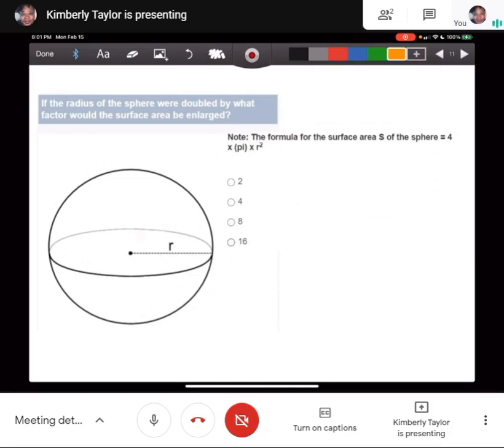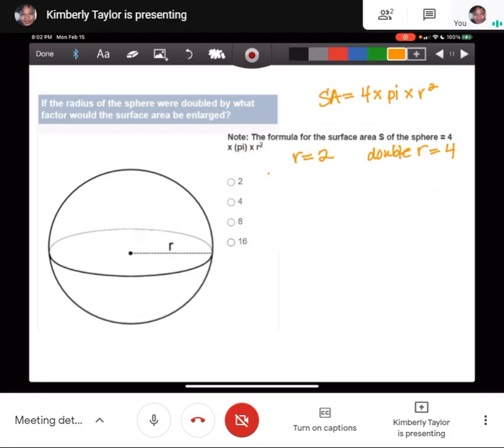Okay, so here's what they mean. I'm just going to pick any radius. So I'm going to say radius is equal to 2. And then if I double my radius, if I double r, then I get 4. So what we're going to do is find the surface area with both of these radii. They already gave you the formula. So they say surface area is equal to 4 times pi times r squared. So let's just do this formula twice.